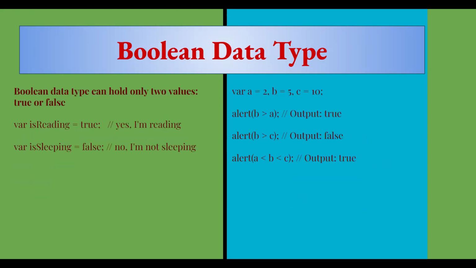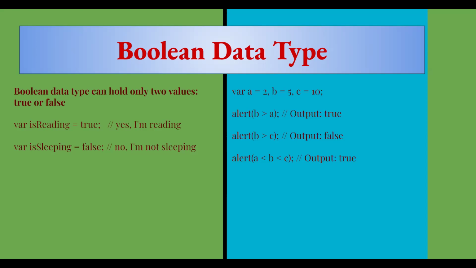Next is Boolean. The Boolean data type can hold only two values, either true or false. It is typically used to store values like yes or no, on or off, etc. Here are a few examples. We have variable isReading and its value is true. That means it shows that yes, I'm reading. Another example is sleeping as false. That means not sleeping.